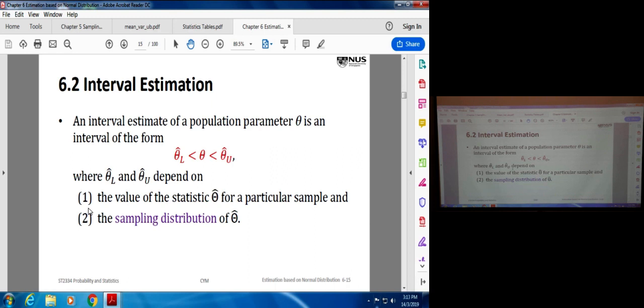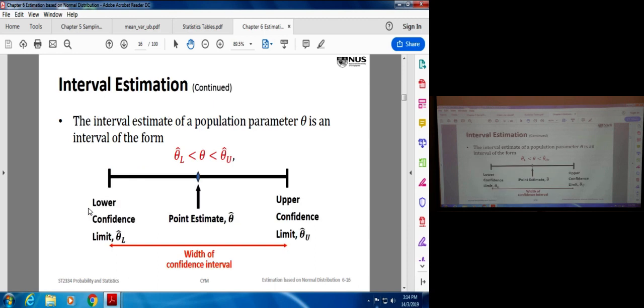An estimator, as we said in interval estimators, is a form of estimate of a population parameter theta, where we have two limits, theta hat L and theta hat U, where theta hat L is strictly less than theta hat U. And theta hat L and theta hat U will depend on the value of a statistic of a particular sample and the sampling distribution of theta hat. If this statement seems unclear at this stage, I will explain it in a moment.